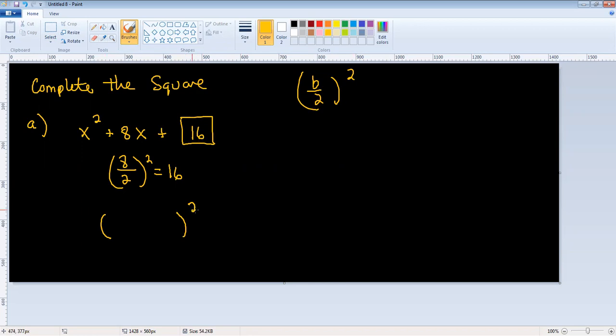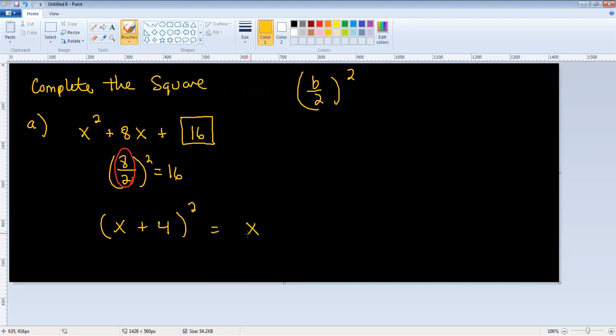Now, that means that we get to write this thing as a perfect square. But how do we know what number goes here? Well, it's the same number that's here. Whatever number is inside of here, that's the number that's going to be right here. So what is 8 divided by 2? Just 4. There it is.